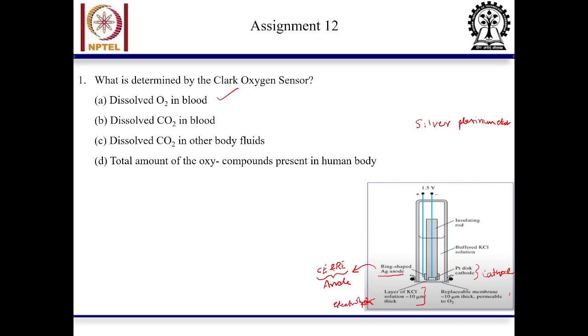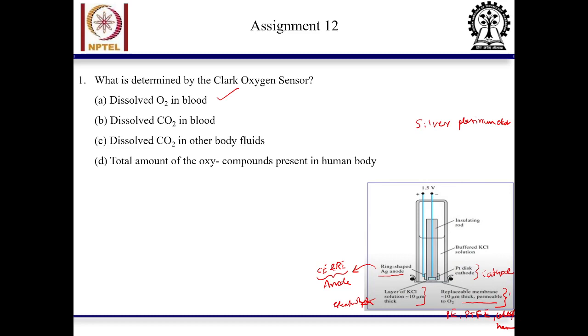Okay, and we have one very important thing, that is the replaceable membrane, which is 10 micrometers thick and permeable to O2. Now the question is, what is the role of this permeable membrane, which is basically made up of either polyethylene, PTFE (polytetrafluoroethylene), or cellophane. Okay, so these are the materials. Now, what is the role of this replaceable membrane?